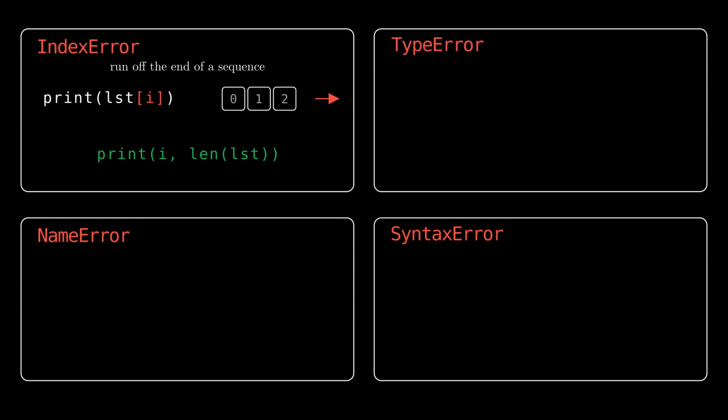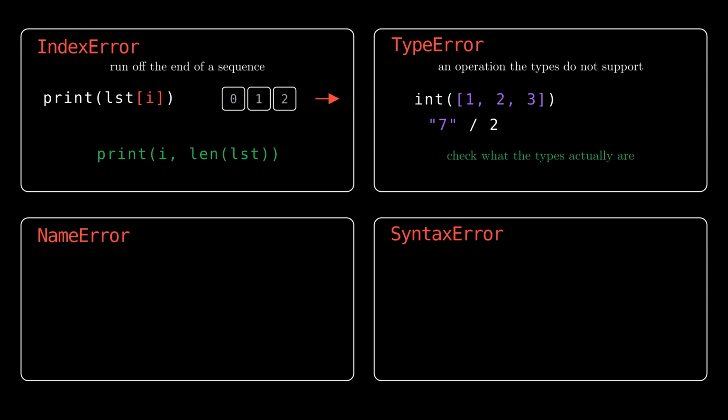A type error means you asked for an operation the types do not support. Casting a list to an integer raises one. Dividing a string by an integer raises one. Both are usually a one-line fix.